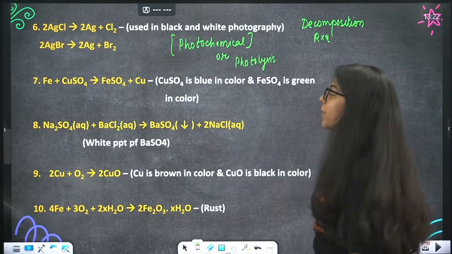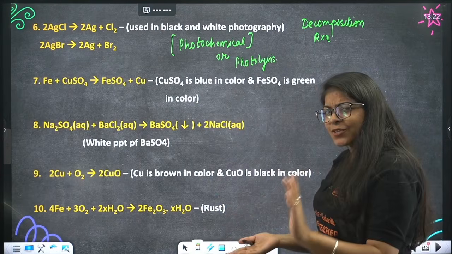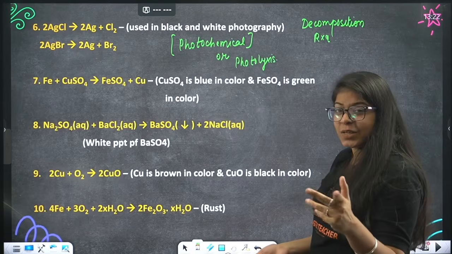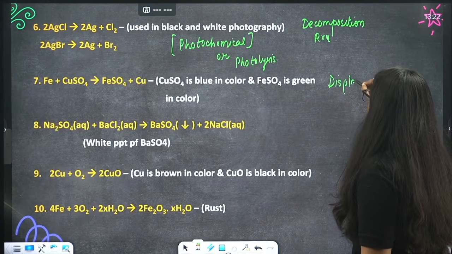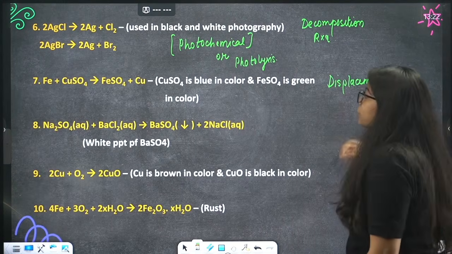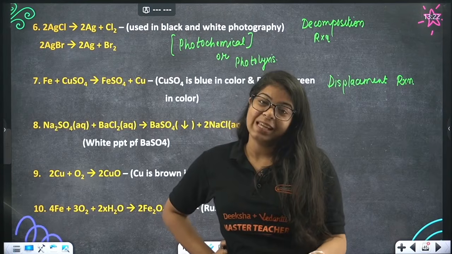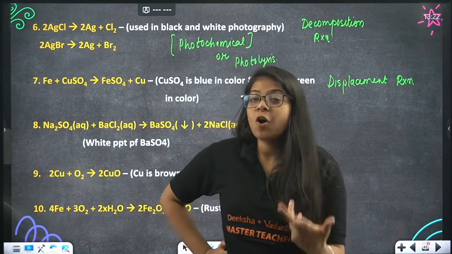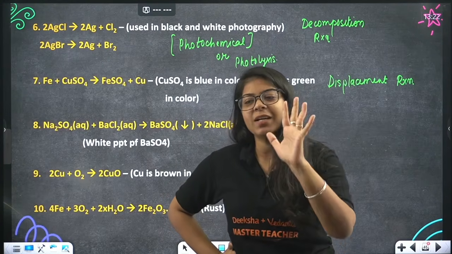Okay, then beta we have iron plus CuSO4. It gives FeSO4 plus copper. What is this? This beta is your displacement reaction. Why is this displacement reaction? Why not double displacement? Because copper is alone. Copper is lonely. If he also found some friend, then it would be double displacement. Copper is alone right now, so it is just a displacement reaction.